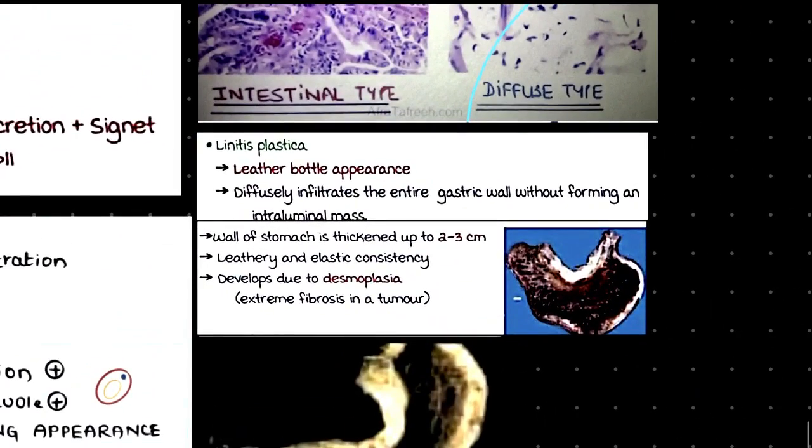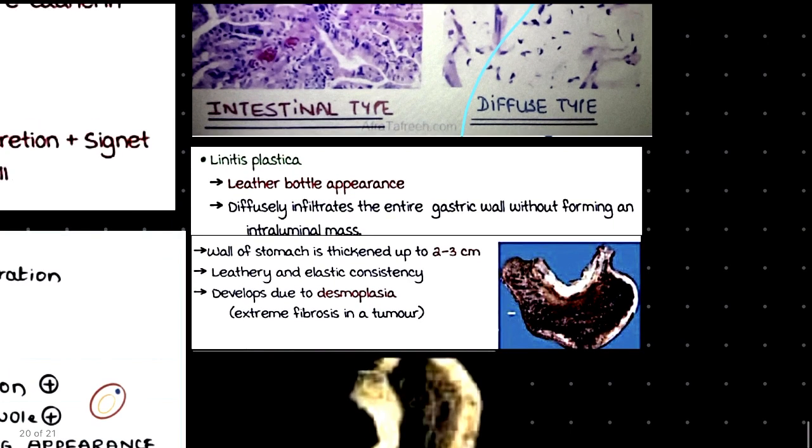Yes, we talked about linitis plastica. We said that these have a leather bottle appearance, right? Why this will happen is because of diffuse infiltration of the gastric wall without forming an intraluminal mass. Now in this condition, the wall of the stomach is thickened up to 2 to 3 centimeter, right? As you can see, the wall of stomach is thickened up to 2 to 3 centimeter.